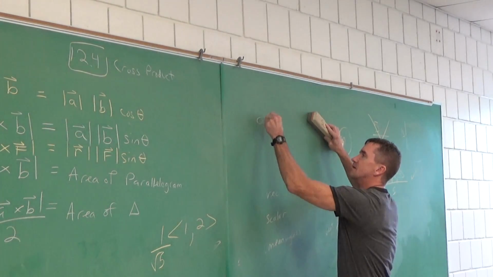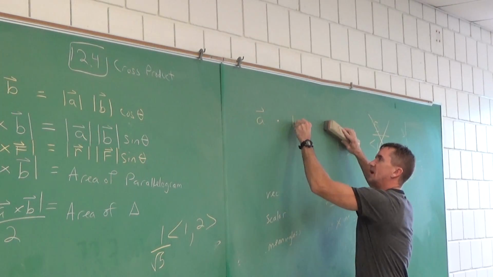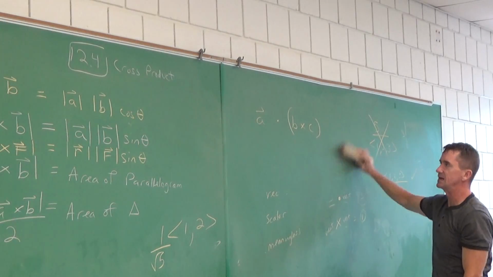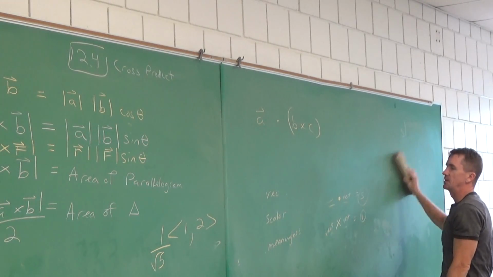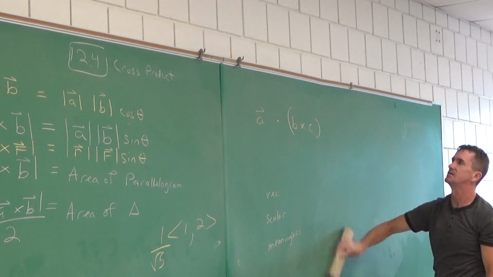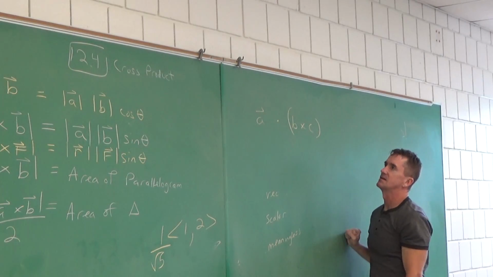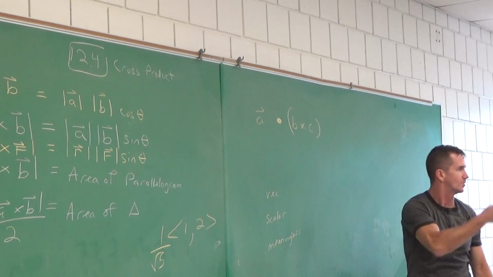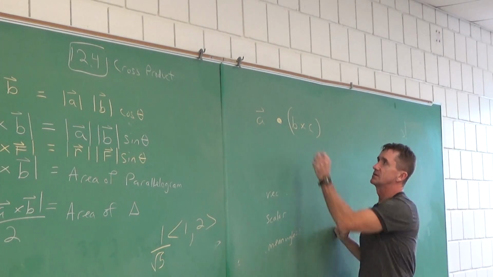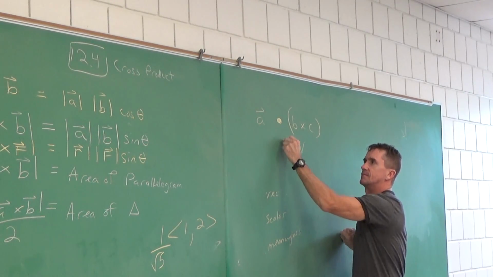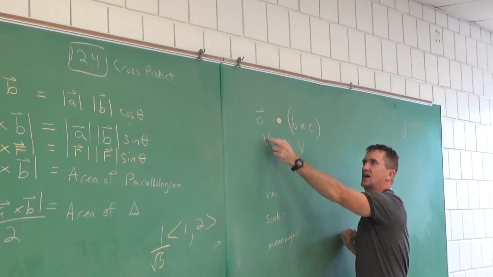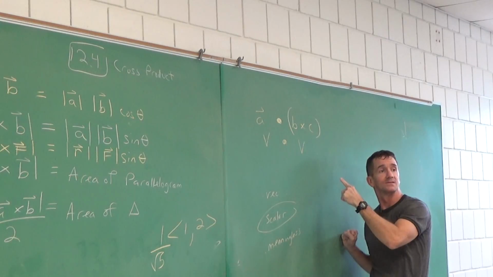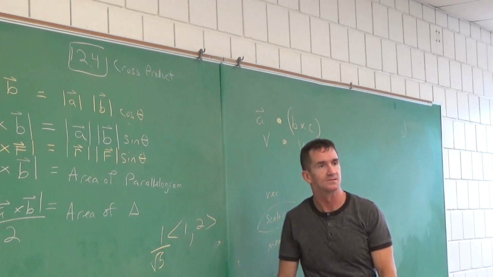How about this? Vector, scalar, or meaningless? Some of you are probably pretty fast too. B and C are vectors. That's a vector dot vector. I want to make sure when I make that dot, I make it big so you know it's a dot. B and C are vectors, so vector dot vector is a scalar. Okay. That had meaning, right?